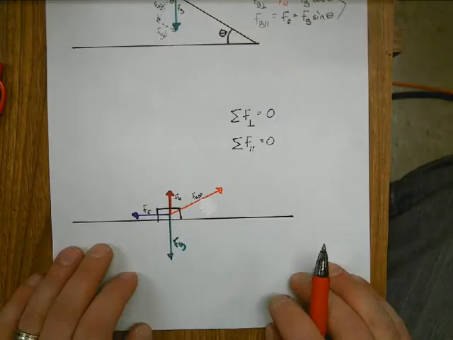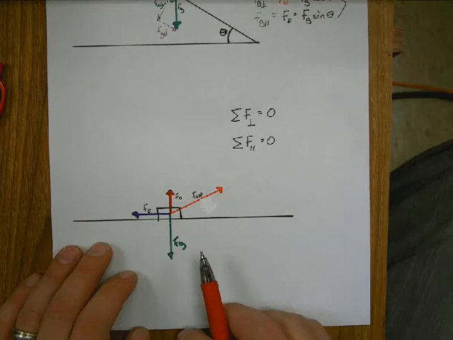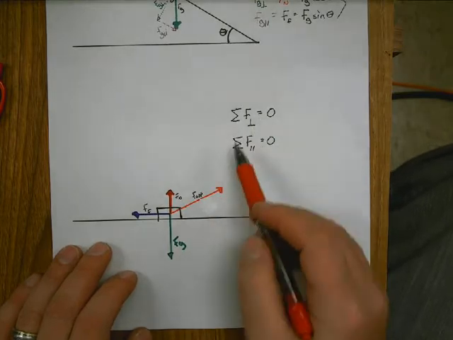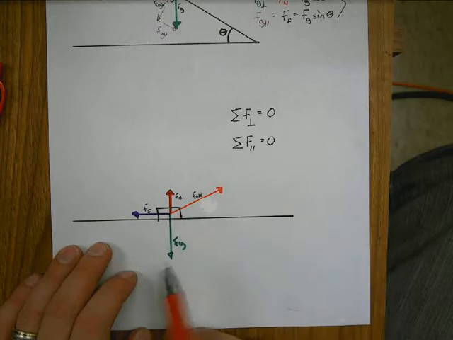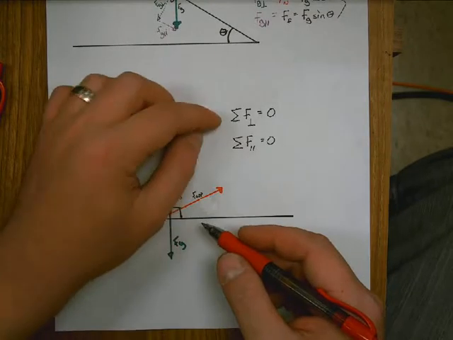All right. This little zigzag line is a mathematical operator that just means the sum. It just means I add up all of my perpendicular forces together and I get 0. I add up all of my parallel forces and I get 0. So if I look at this, I want to look at, well, what are all of my perpendicular forces?